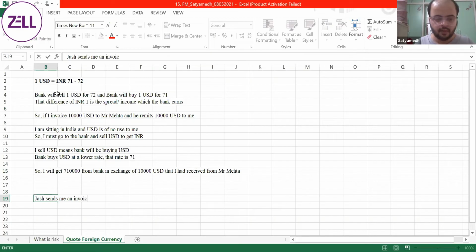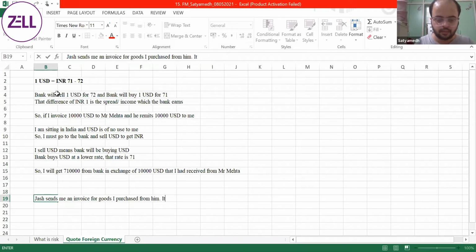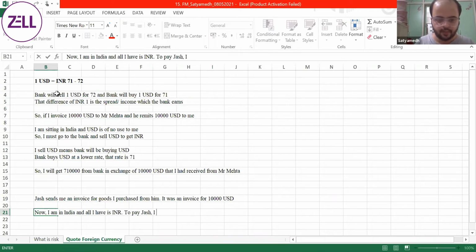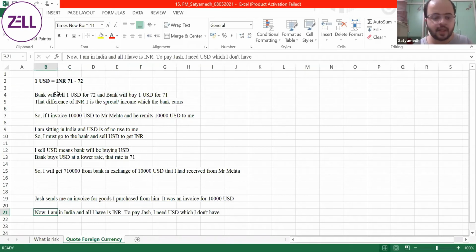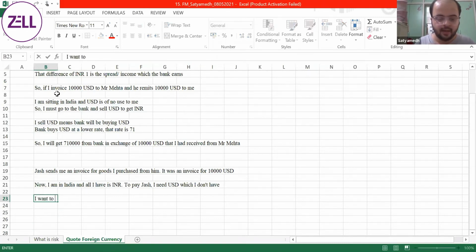Josh sends me an invoice for goods I purchased from him. It was an invoice for again $10,000 worth of goods that I bought. Now I am in India and all I have is INR. To pay Josh, I need USD, which I don't have. Of course, I cannot go to Mr. Mehta's house and ask him for money. If someone gets to know that he has kept dollars in his house, it will be a big issue for him, and I don't want Mr. Mehta to land in a problem. So what I do is I go to the bank and say, I need dollars. Can you sell me? I want to buy USD to send it to Josh.